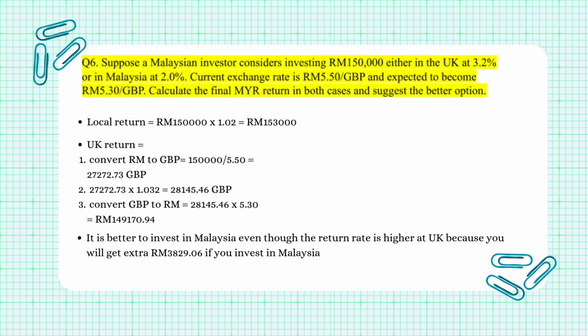Then we take the total times 1.032. So how do we get 1.032? It is the same as the local return just now. We just add 1 with 3.2%, and we will get 28,145.46 British pound. Then we convert back to RM. So we take 28,145.46 times 5.30, and we will get RM 149,170.94 Malaysian ringgit. So it is better to invest in Malaysia even though the return rate is higher in the UK, because we will get an extra RM 3,829.06 if we invest in Malaysia.